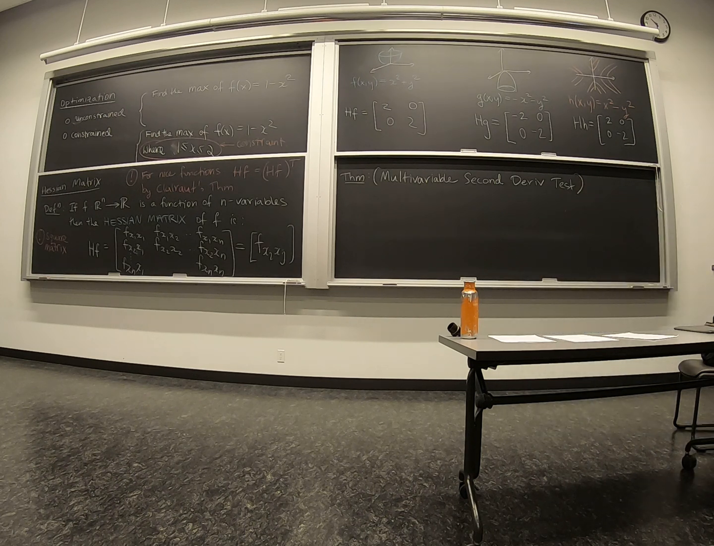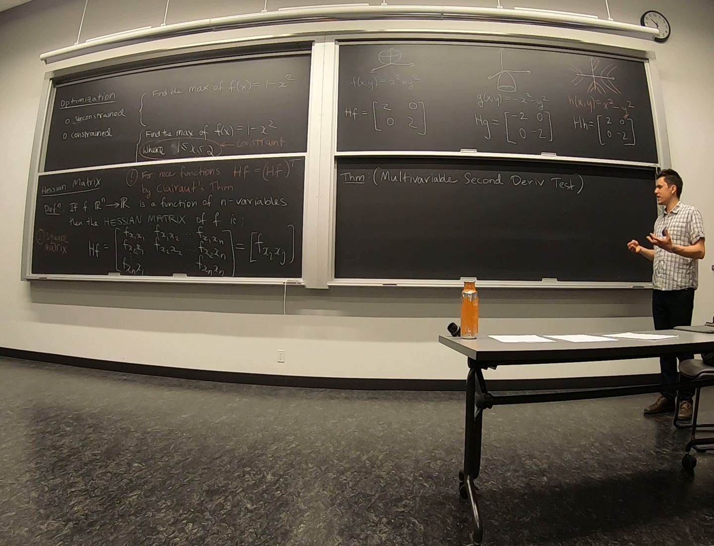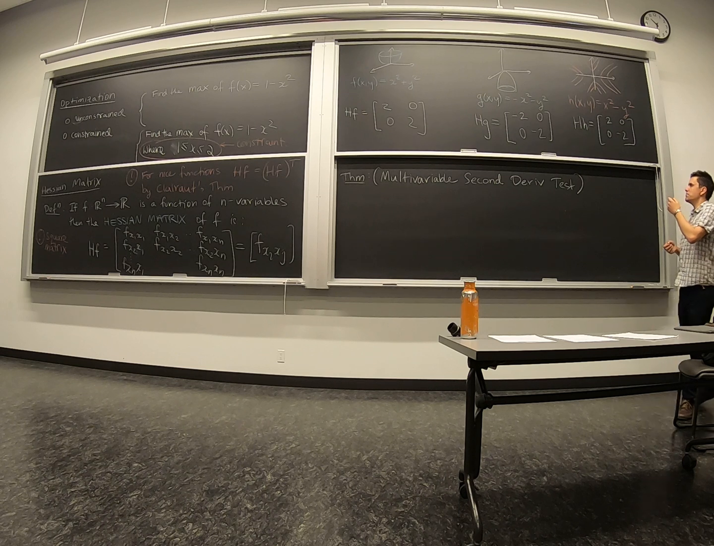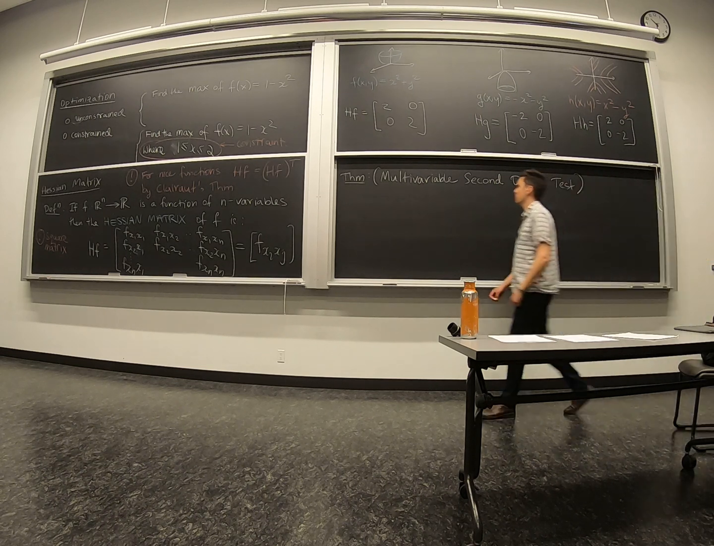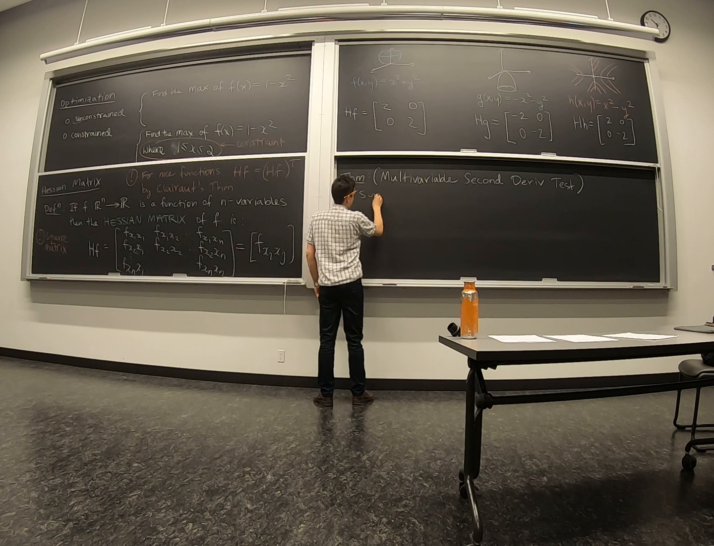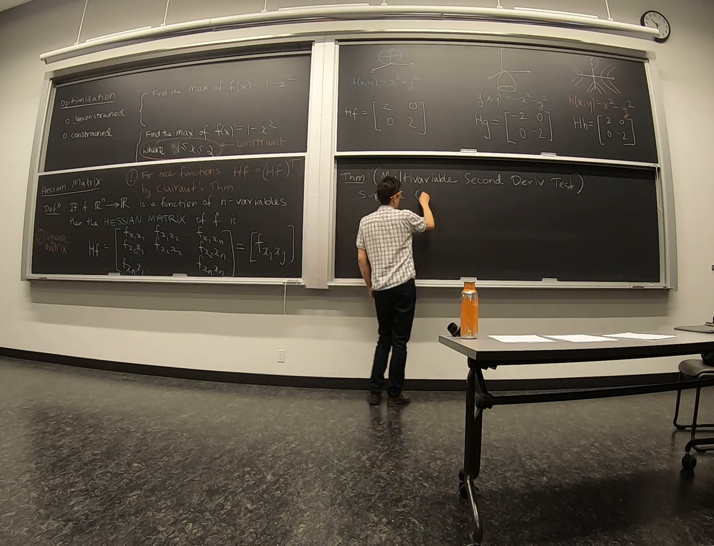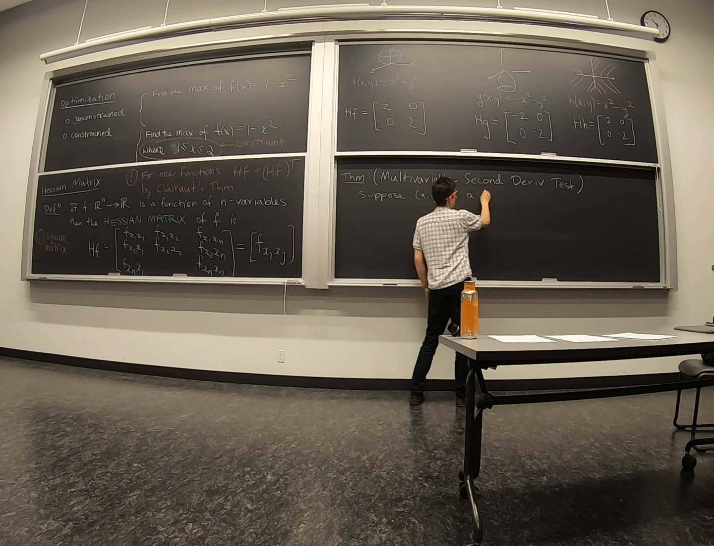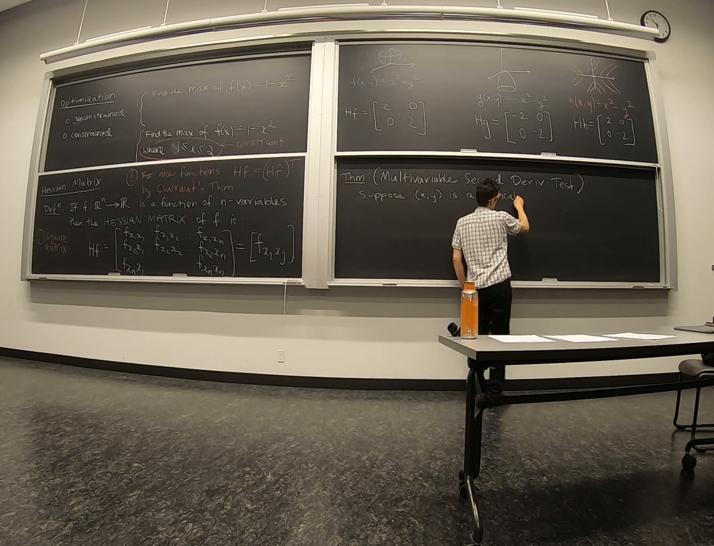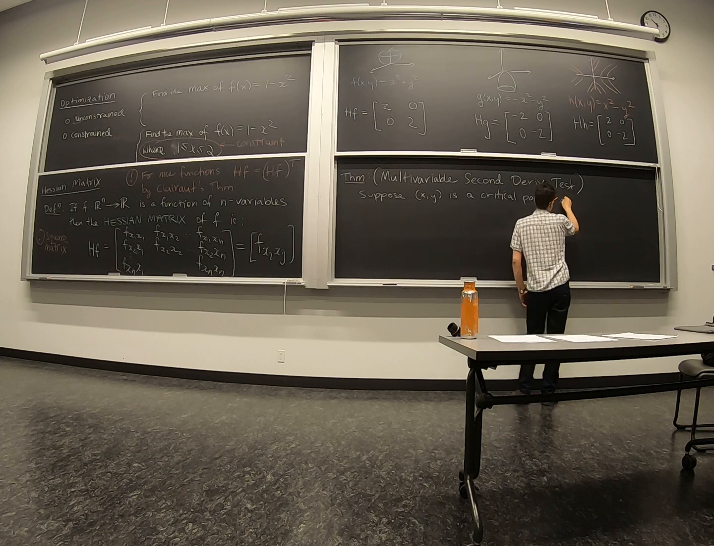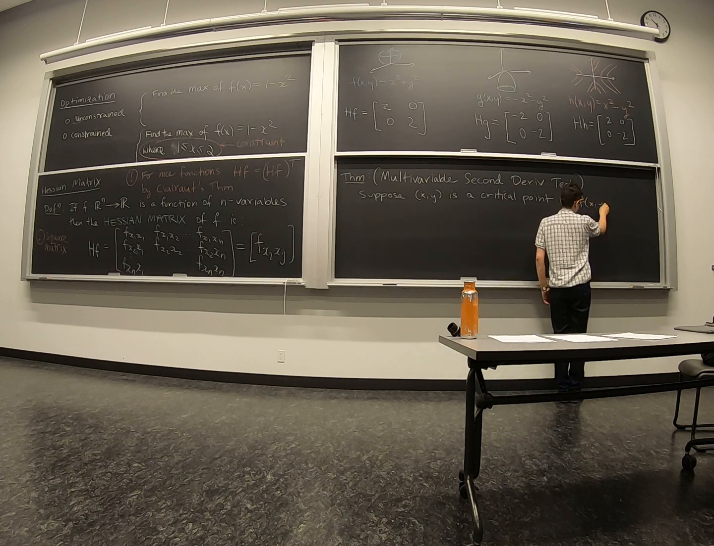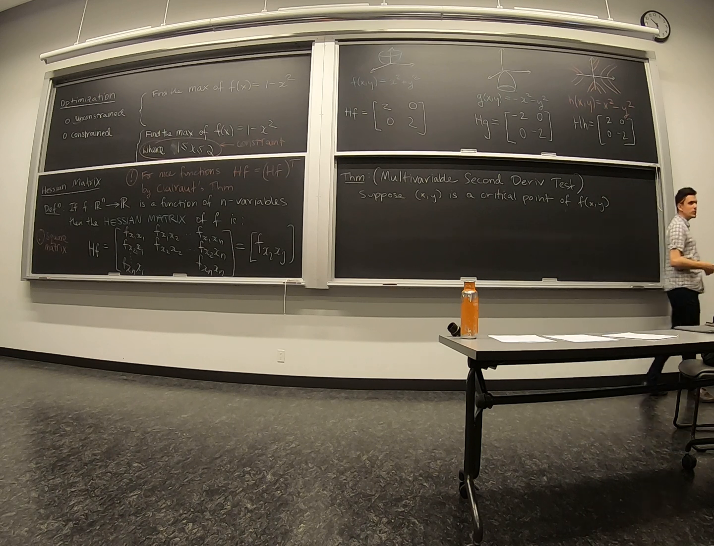So this is our multivariable second derivative test. This is like the second derivative test in one variable. It tells us if something is a max or a min. How does it work? Suppose that we've got some critical point, some point where the derivatives vanish.